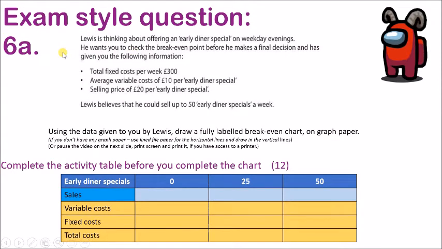Question 6a. Lewis is thinking about offering an early diner special on weekday evenings. He wants you to check the break-even point before he makes a final decision, and has given you the following information. So here you go.